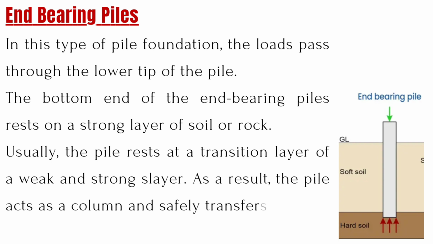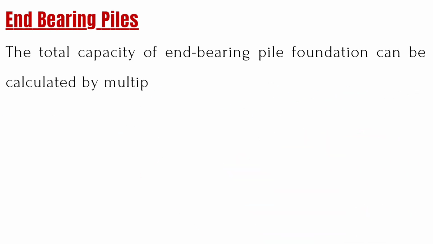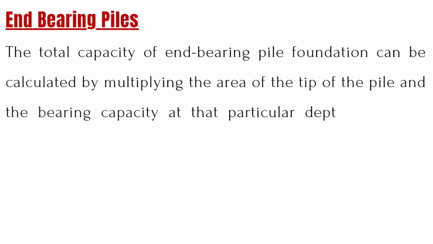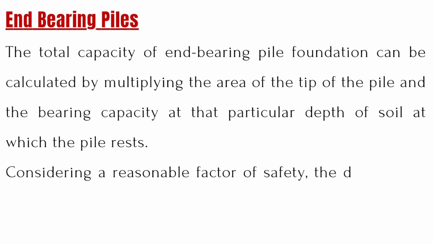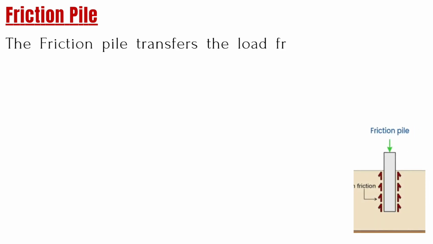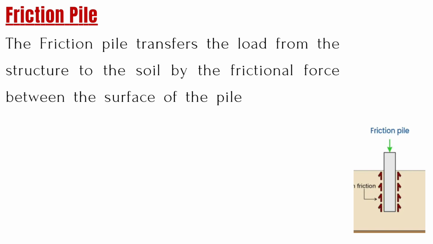Load bearing piles. This type of pile foundation is mainly used to transfer the vertical loads from the structure to the soil. This load bearing pile foundation transmits loads through the soil with poor supporting property onto a layer that is capable of bearing the load. Depending on the mechanism of load transfer from pile to the soil, load bearing piles can be further classified as follows. End bearing piles. In this type of pile foundation, the loads pass through the lower tip of the pile.